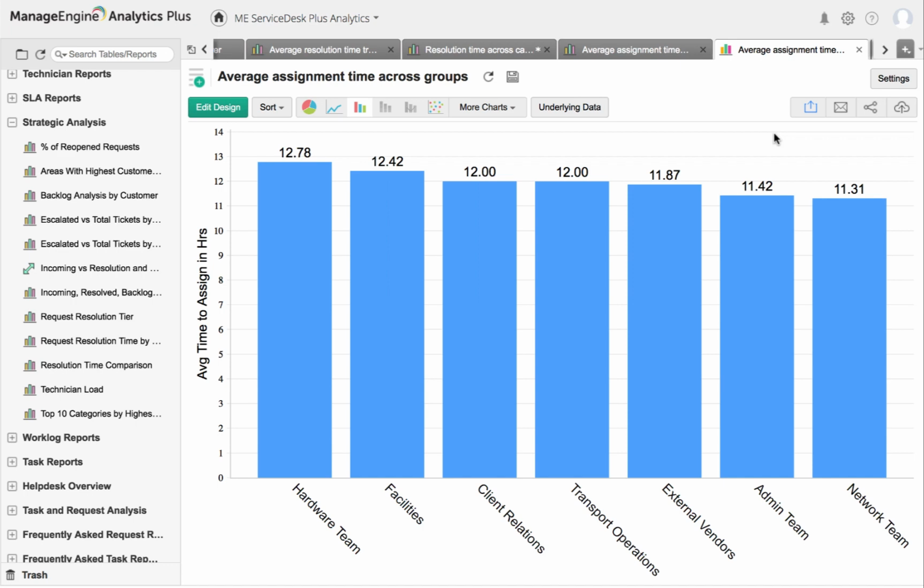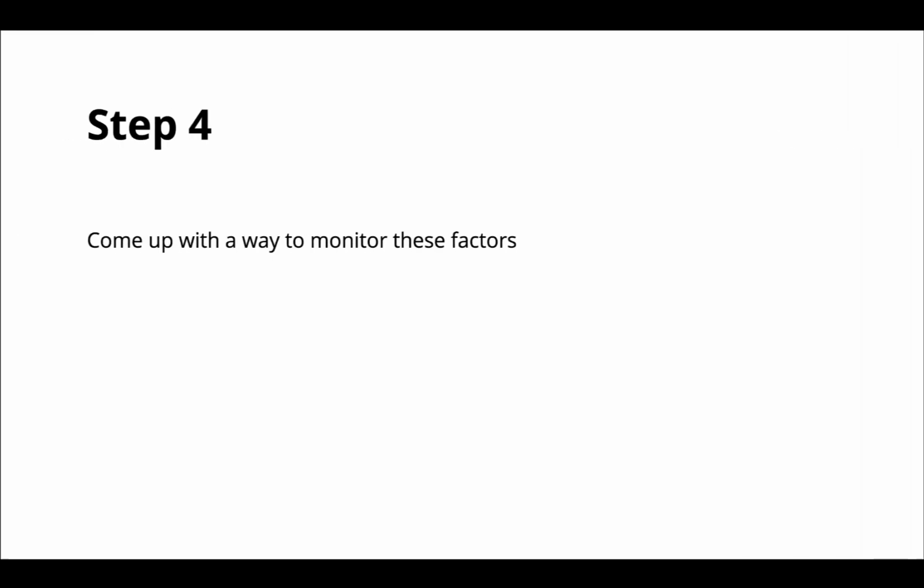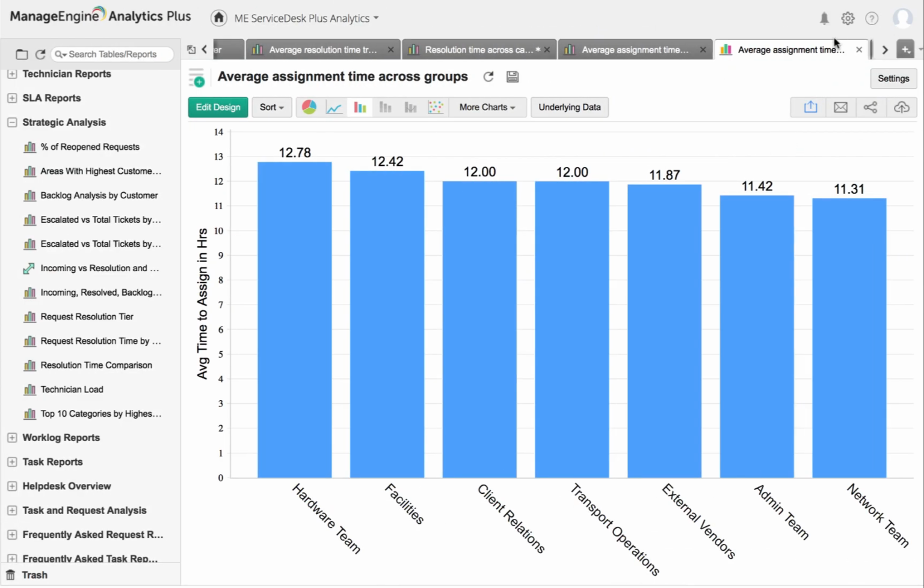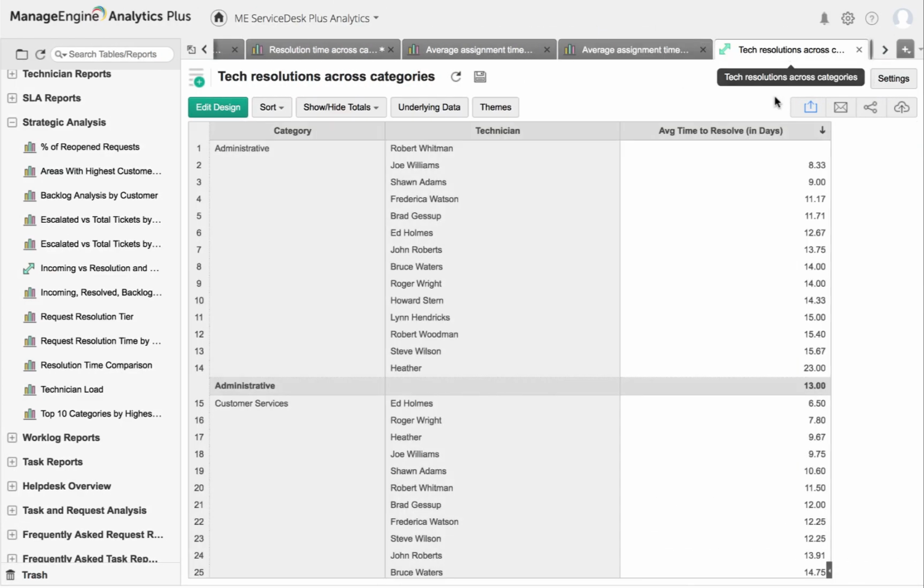Factor two that we discussed was lack of technician expertise. Now, no matter how well your technicians are trained, there are always going to be areas where they lack expertise. Now, some technicians may be good in certain areas, whereas lack knowledge in other areas. The best way to identify these areas is by looking at their resolution time across different categories. A technician who takes a lot of time in resolving a request in a certain category is likely not an expert in that area. And that is exactly what this particular report will show us.